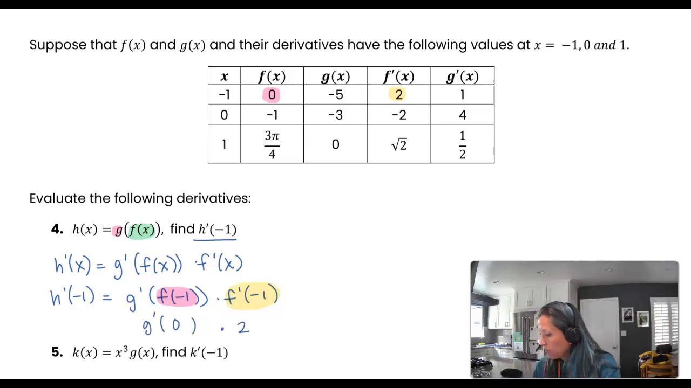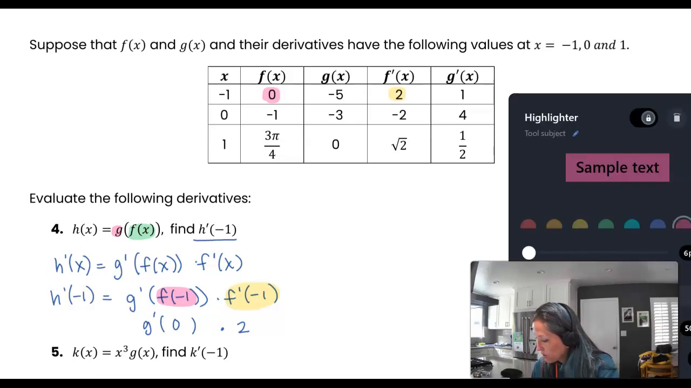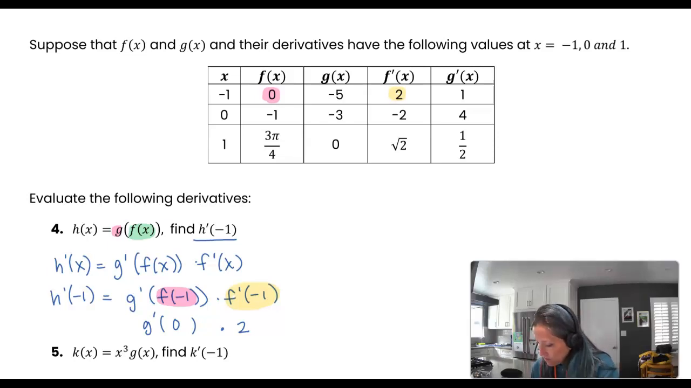We can bring back everything else that was in this. We need a g prime of 0 now, so let's get a new color highlighter, and we need g prime of 0. So in the 0, we're looking for that derivative. There it is. So this is all equal to 4 times 2, which is 8.